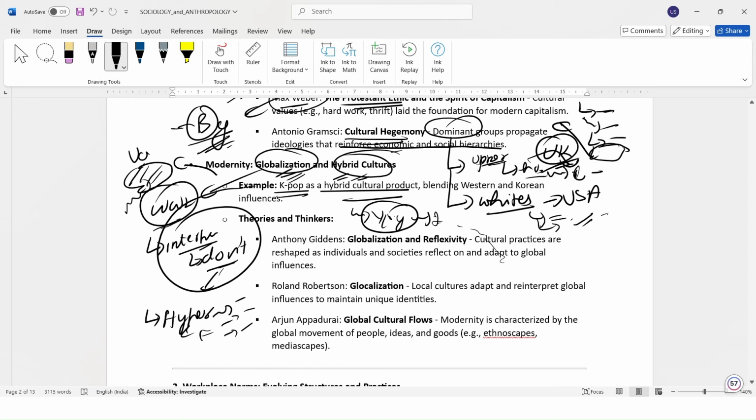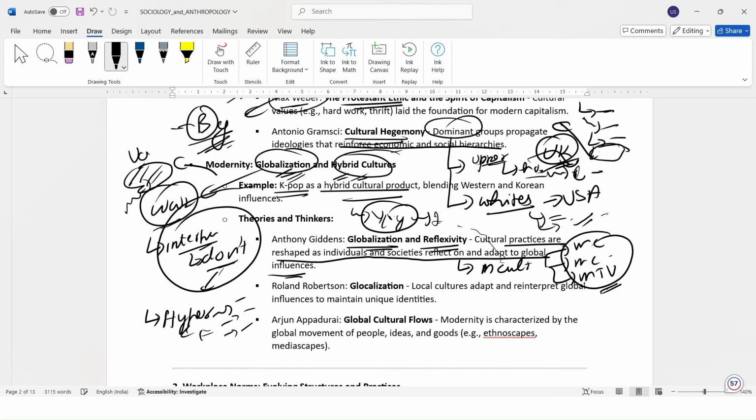For example, there are certain theories that you can go through. I'll just give you a brief. For example, globalization and reflexivity: cultural practices are reshaped as individuals and societies reflect upon and adapt to global influences. For example, say M culture came to India. M culture is basically McDonald's, Macintosh, MTV. This came to India and people adapted to it and accepted it. Even eating non-veg has now been accepted at a very wide scale in India. So we adapt to global influences or Western cultures. Similarly, yoga is the opposite. It's an example of Indian culture being adapted by the West.